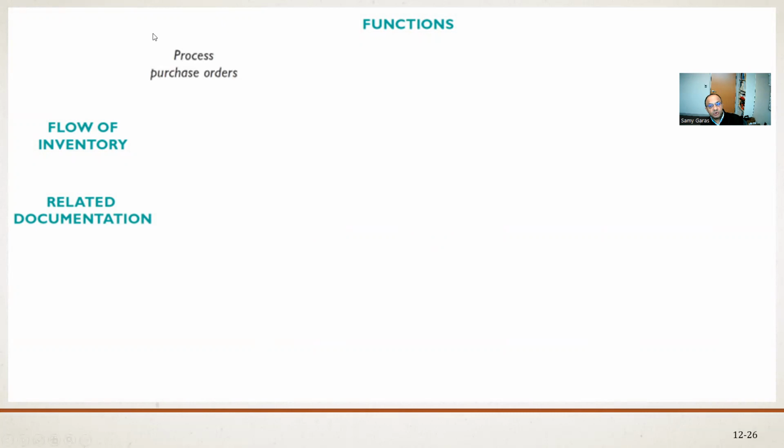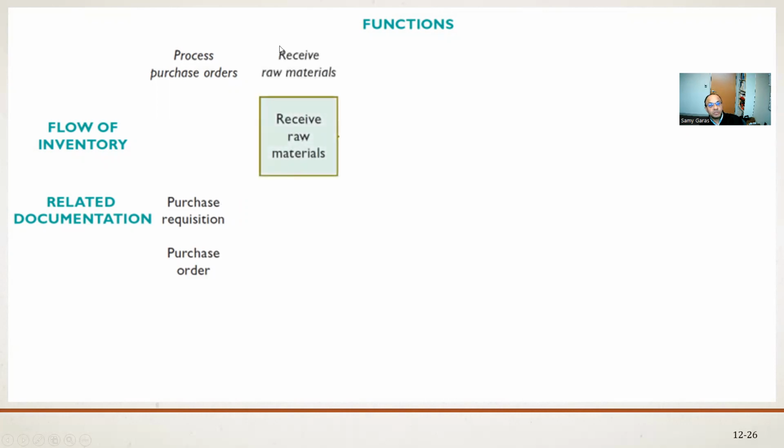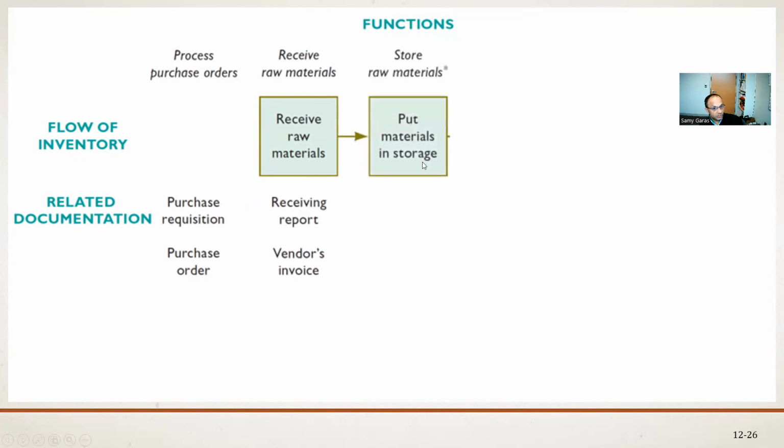I mean, first we place the purchase order, and the documents in the purchase order step is the purchasing requisition that has been made by the department in need, the purchase order which is made by purchasing department. And then once we receive the raw material, we enter it on the system, and we issue receiving report document along with the vendor invoices. And then we put the materials in storage in the warehouse. And here we have the raw material inventory master file.